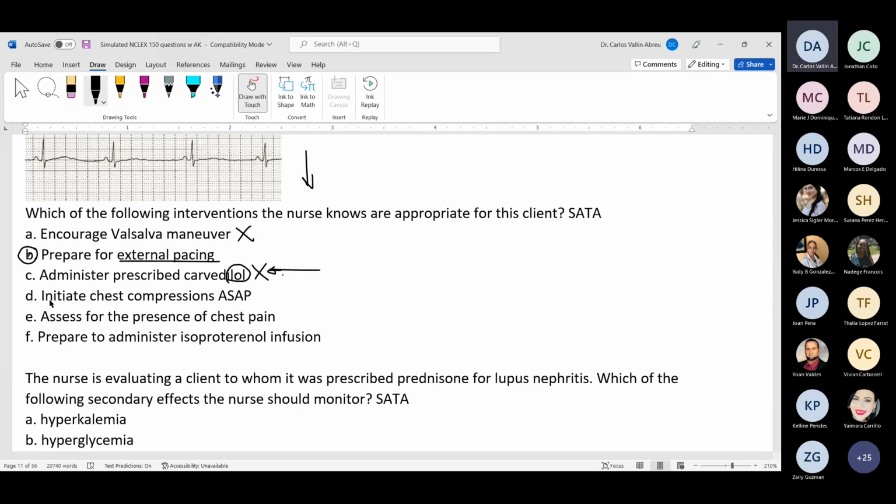Initiate chest compressions as soon as possible. Yes or no? No. There is no need of chest compression. Okay, there is no need of chest compression.